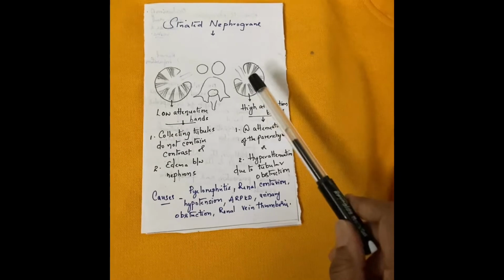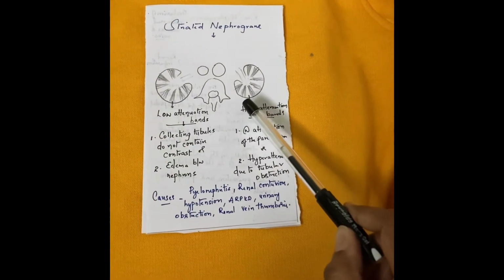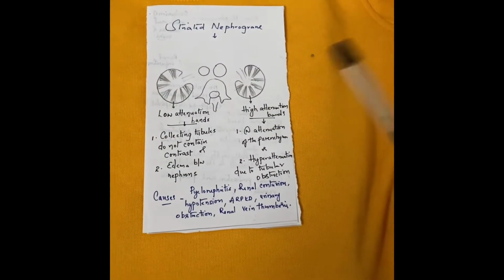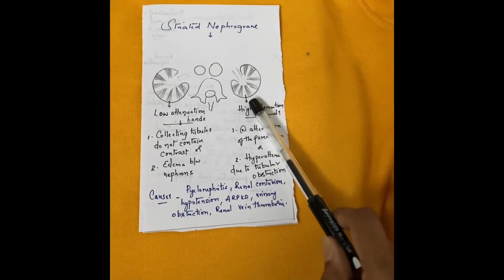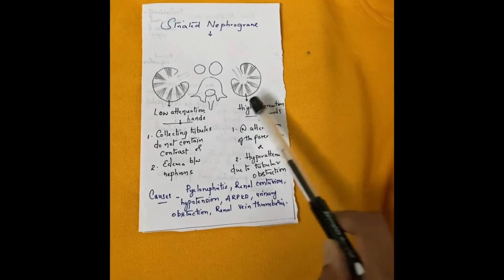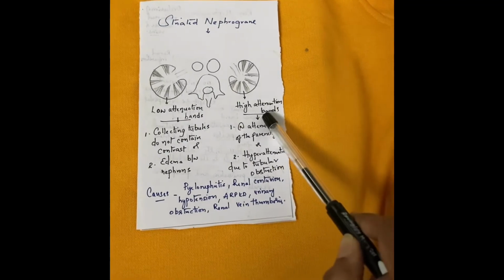What happens when there is obstruction? The water gets absorbed. There is absorption of the water and the contrast gets accumulated there. Due to high concentration of contrast, there will be hyperattenuation. This is the high attenuation band.